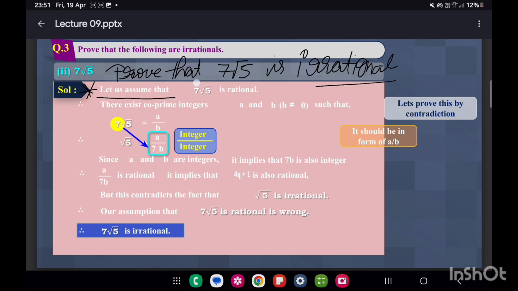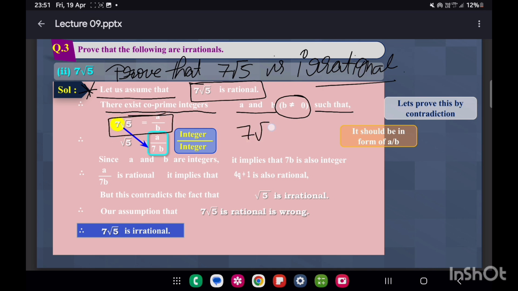Let us assume that 7 root 5 is rational. Opposite to the question: the question says 7 root 5 is irrational, but we have to take 7 root 5 as rational. Then the second step: there exist co-prime integers a and b, where b is not equal to 0, such that 7 root 5 is equal to a by b.